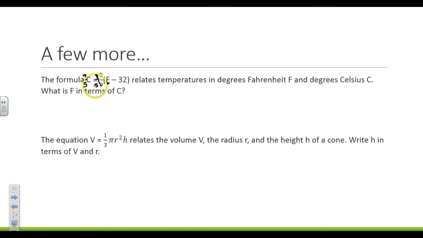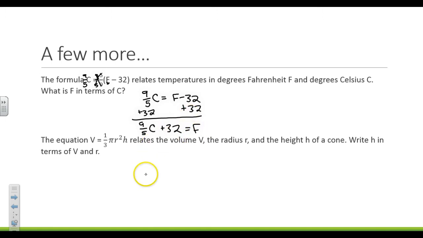9 divided by 9 is 1. 5 divided by 5 is 1. Or if you multiplied, 45 divided by 45 is 1. So I now have 9/5 C equals F minus 32. Again, we worked from the outside in there, outside the parentheses. Now we're working into it. So we're going to add 32 to each side. And we get 9/5 C plus 32 equals your Fahrenheit. And that's your answer. F is alone. There's nothing else to do there.